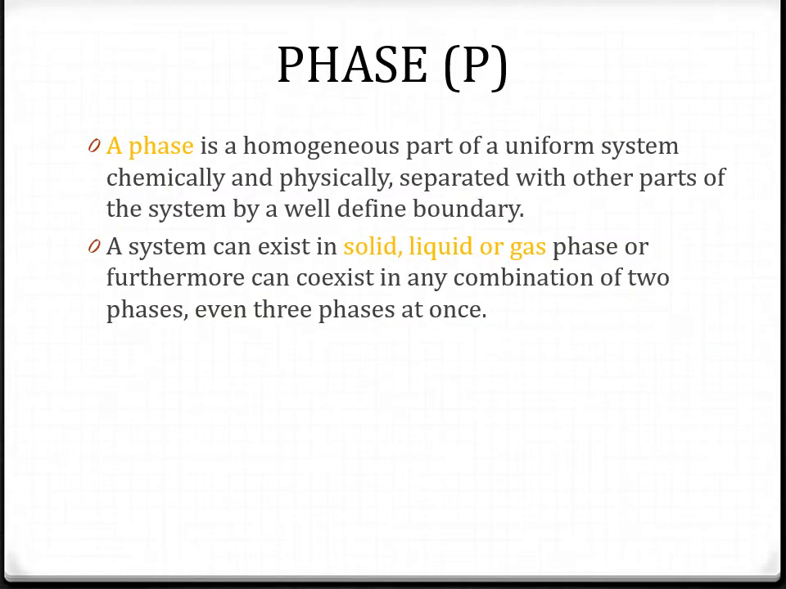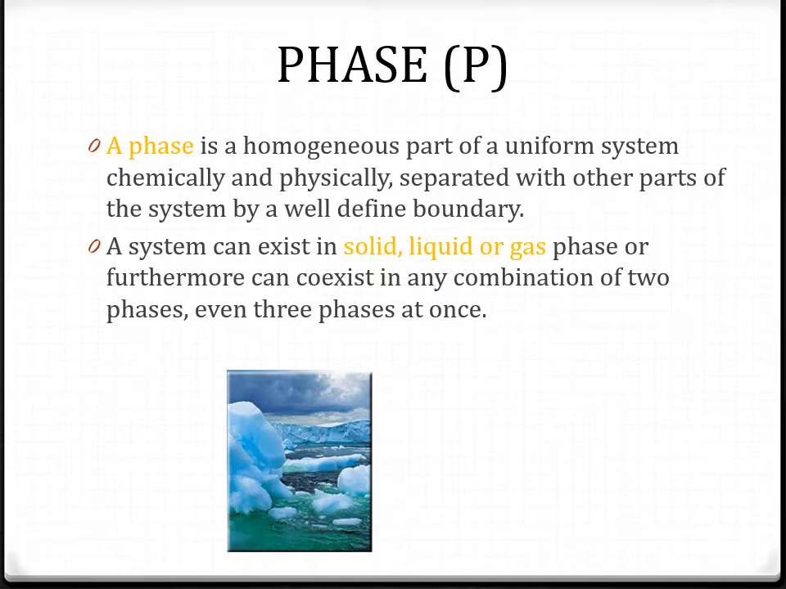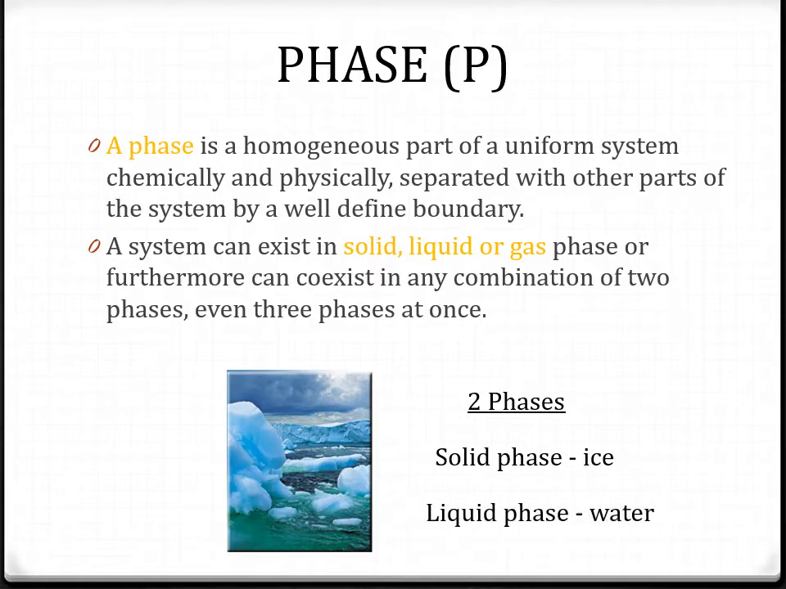Phase is a homogeneous part of a uniform system, chemically and physically separated from other parts of the system by a well-defined boundary. In a system, there can be solid, liquid, or gas phase. For example, water can exist as ice, which is solid phase, liquid, which is liquid phase, and vapor water, which is in gas phase. These phases can coexist in any combination of two phases, even three phases at one time.